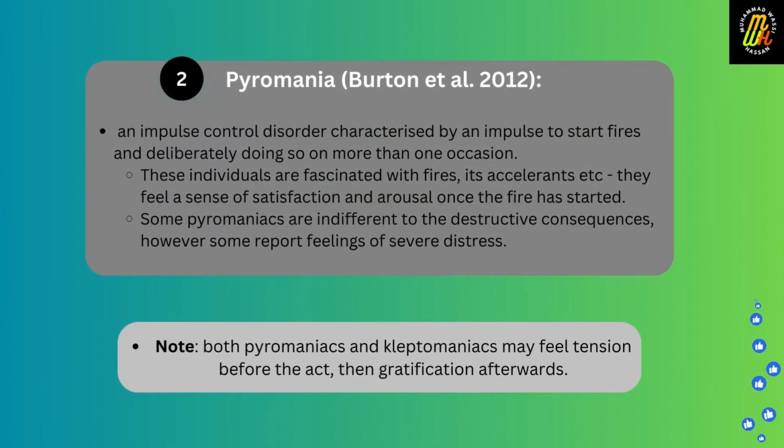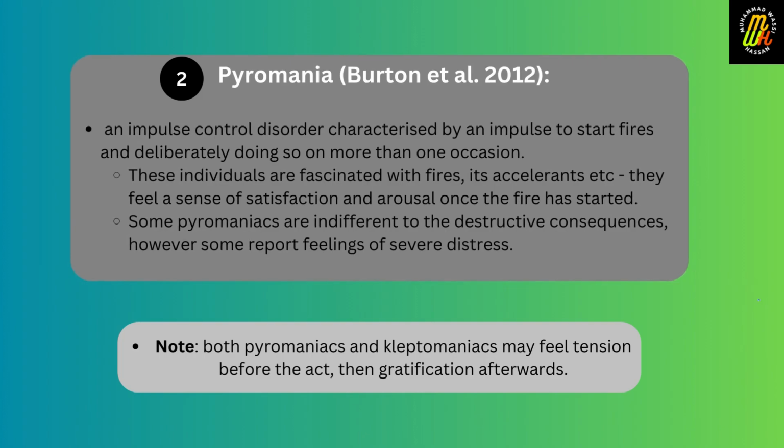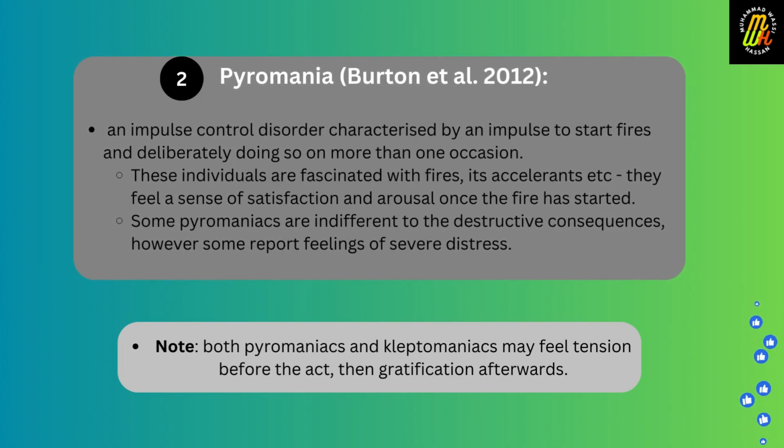2. Pyromania, Burton et al. 2012, an impulse control disorder characterized by an impulse to start fires and deliberately doing so on more than one occasion. These individuals are fascinated with fires, accelerants, etc. They feel a sense of satisfaction and arousal once the fire has started. Some pyromaniacs are indifferent to the destructive consequences, however, some report feelings of severe distress. Note: both pyromaniacs and kleptomaniacs may feel tension before the act, then gratification afterwards.